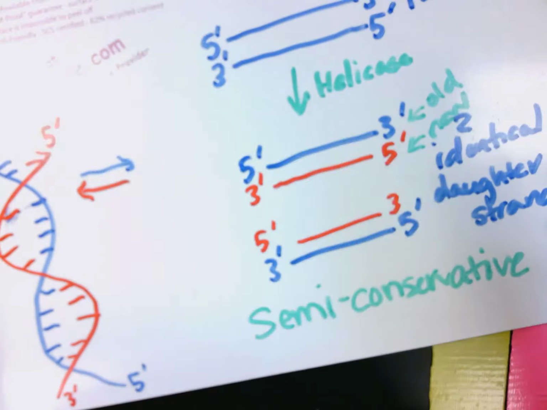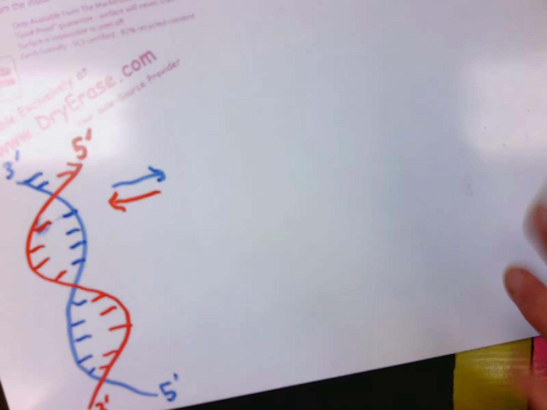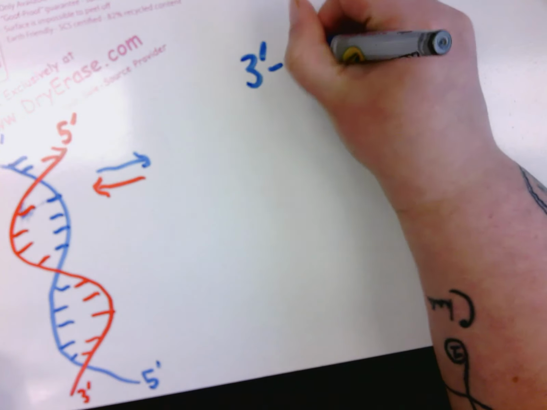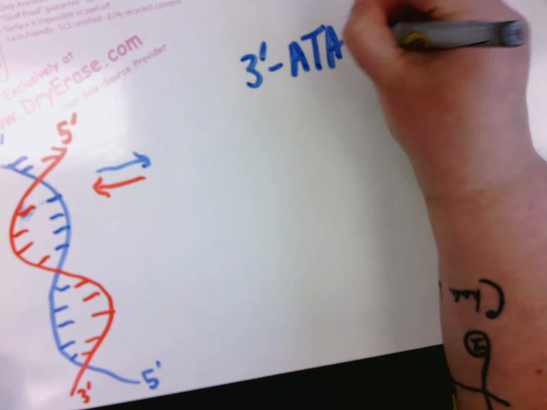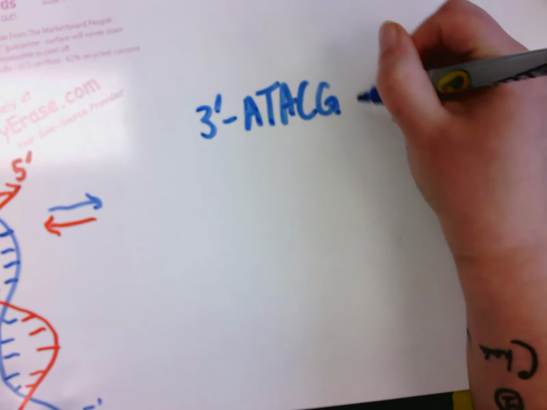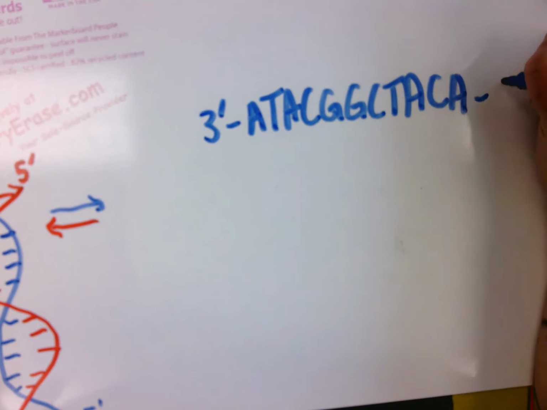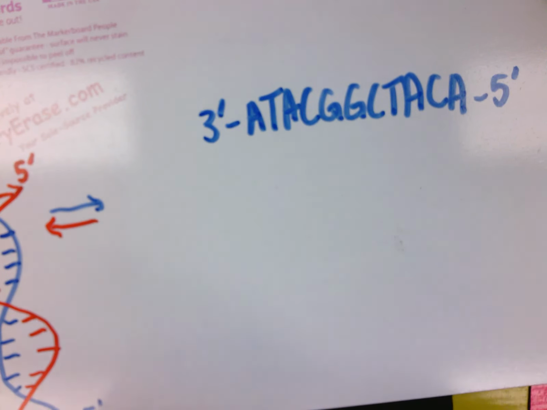Now let's put some actual letters to this semi-conservative replication. So if I give you a parent strand of DNA, here we go, parent strand. And I'm just going to do one side of the parent strand just for time's sake. So let's say this is my parent strand. It's a really short strand of DNA, but we're just doing it for example's sake.